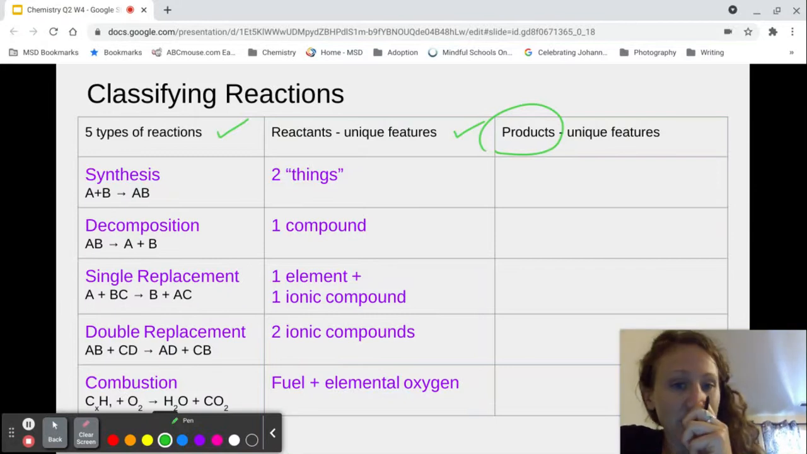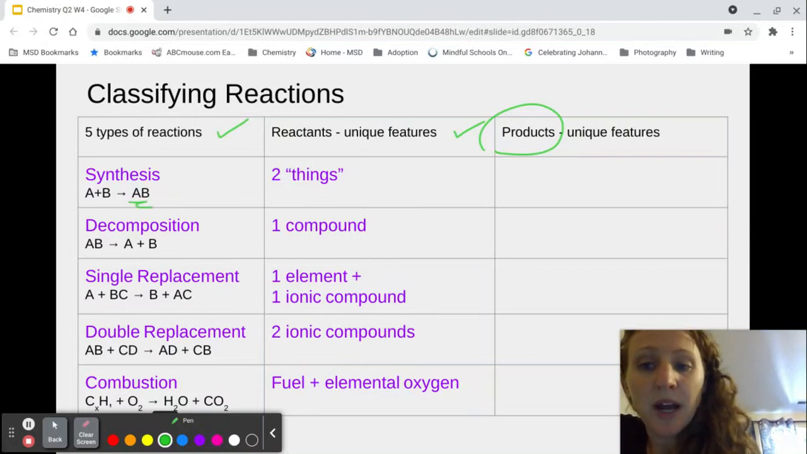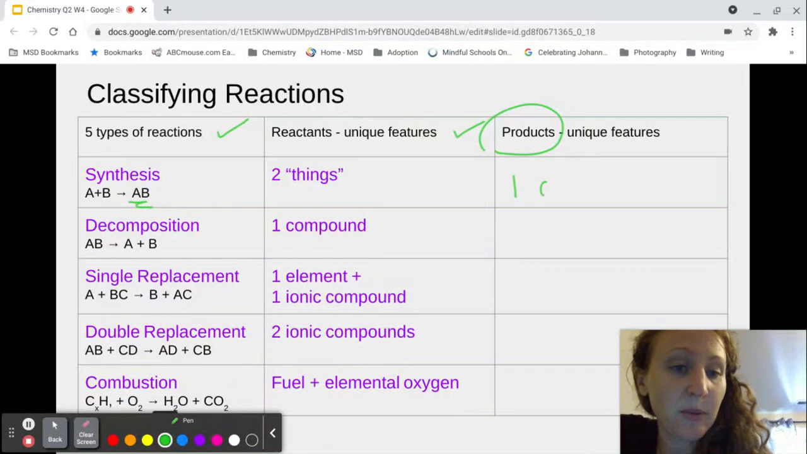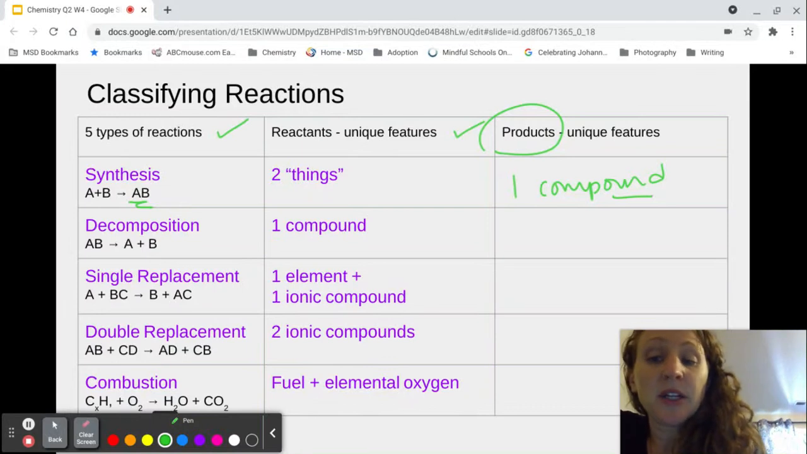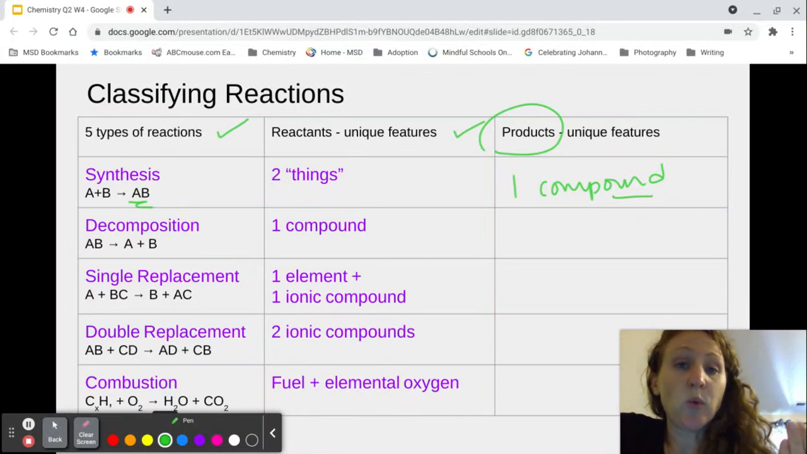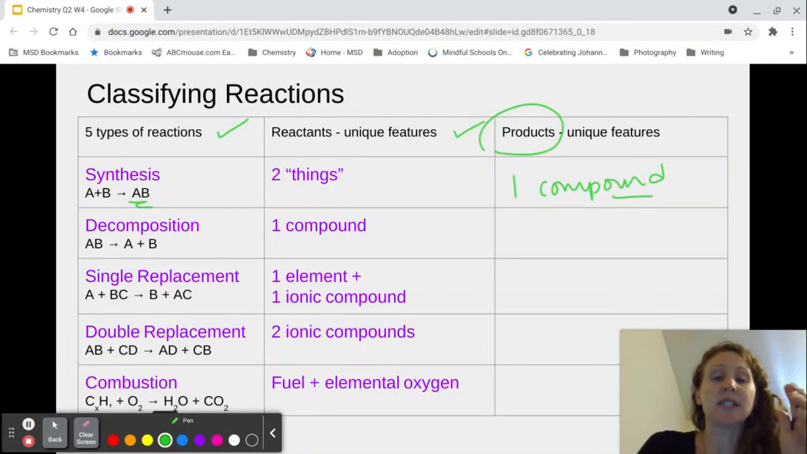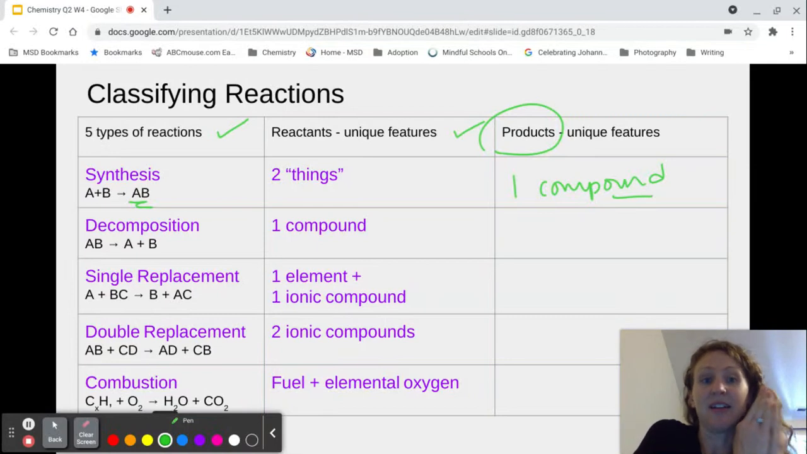Okay, so for synthesis reactions, the unique thing about their products is that it is one compound. Now, this compound can be covalent or ionic, and so we'll talk about the products that come out of that in just a little bit. But you'll notice that none of the other ones result in one product. So as soon as you identify a synthesis, you know you're going to take the 2 reactants, smash them together, and they are going to make up the compound that will be your product.